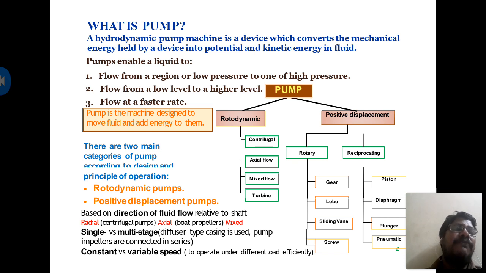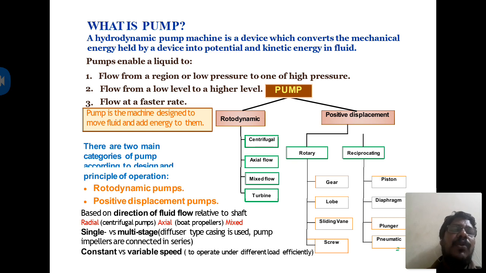Depending upon the type of system we are using, the reciprocating pump will be subcategorized into piston, diaphragm, plunger and pneumatic. Similarly, depending upon the tool used for transportation of fluid, rotary pumps are classified into gear, lobe, sliding vane and screw.